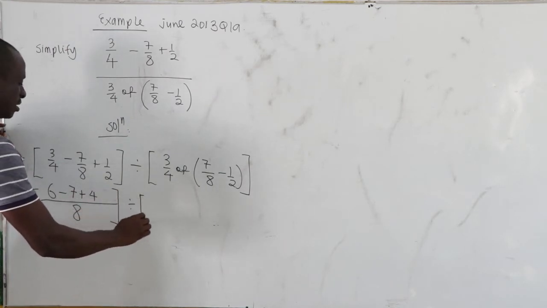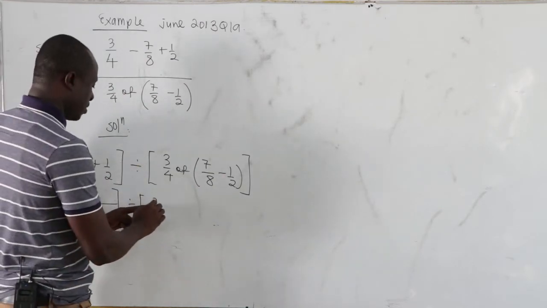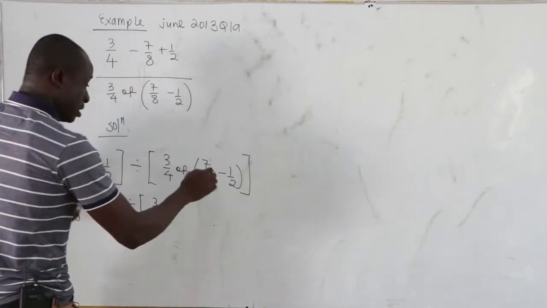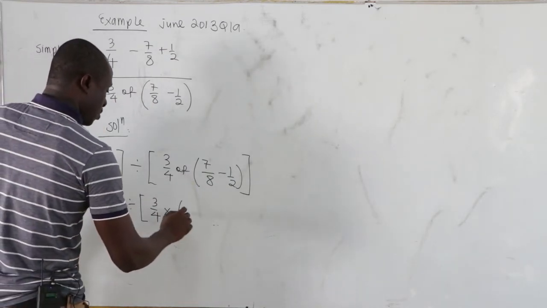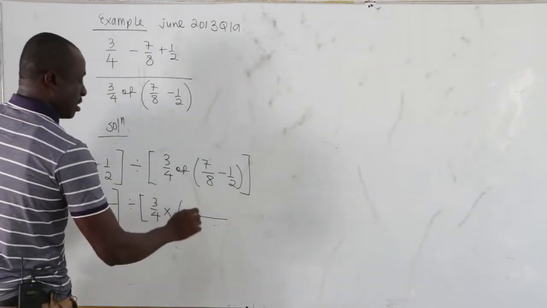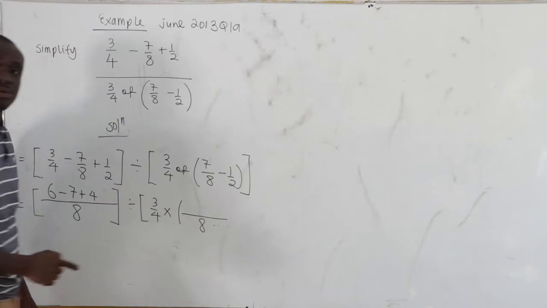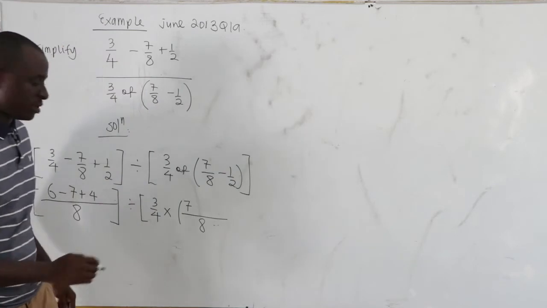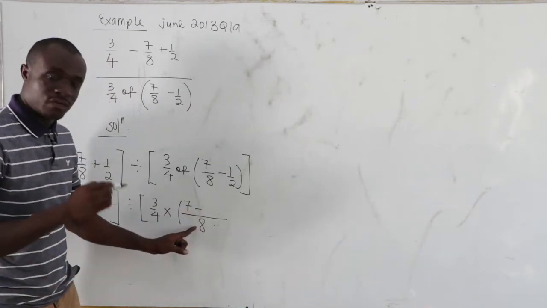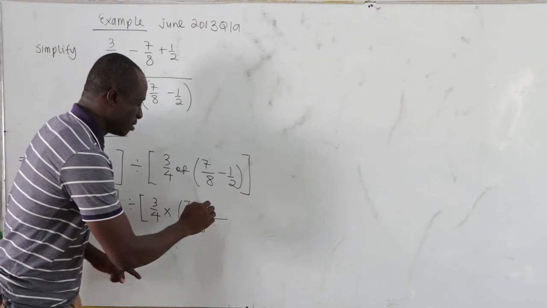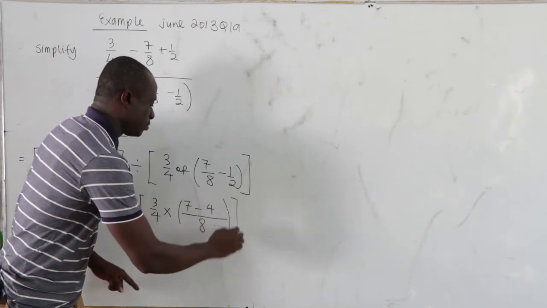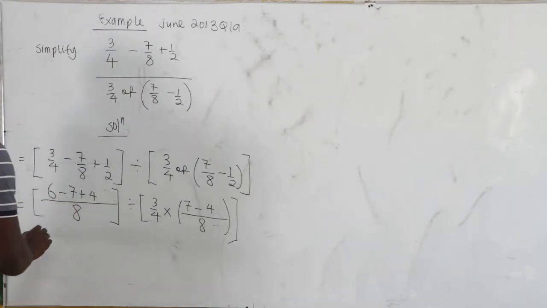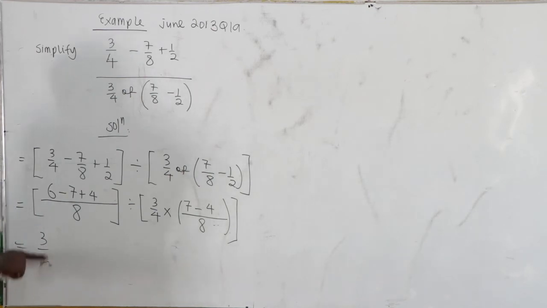Divided by... Now let's see here. We have 3 over 4 of, which is multiplication, and then let's work on the bracket. The LCM of 8 and 2 is 8. How many times will 8 go into 8? 1. 1 times 7, that is 7. Minus, 2 will go into 8 4 times, 4 times 1, that is 4. Now 6 minus 7 is negative 1, plus 4. That's 3 over 8.